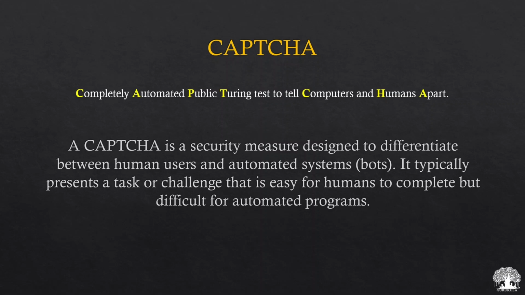It typically presents a task or challenge that is easy for humans to complete but very difficult for automated programs. It may ask you a simple arithmetic problem, or give you a scrambled word and ask you to identify the word, or give you a tile of pictures and ask you to select the portions where a particular object is present. You pretty well know what CAPTCHA is.